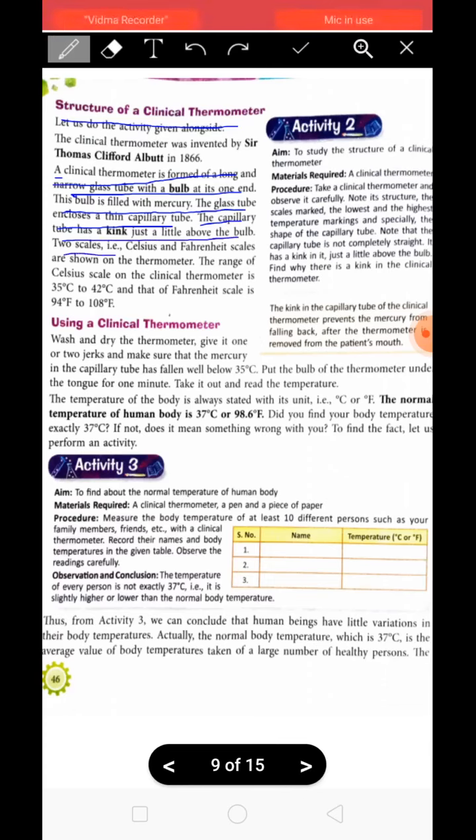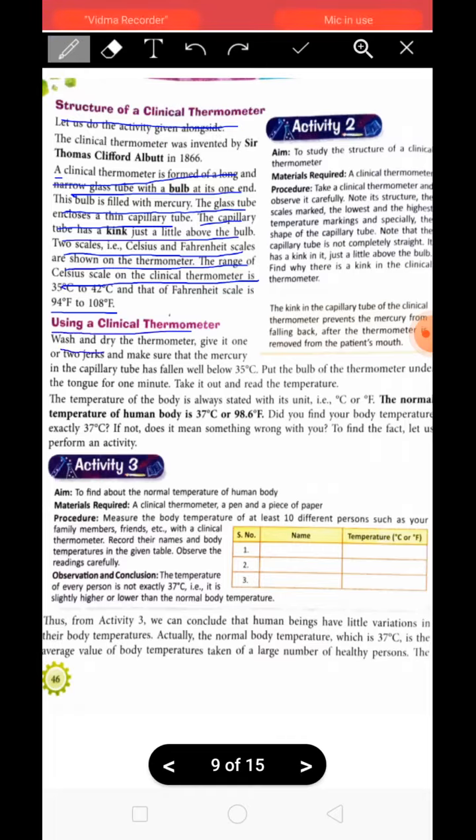Two scales, that is Celsius and Fahrenheit scales, are shown on the thermometer. The range of the Celsius scale on the clinical thermometer is about 35 to 42 degrees centigrade and the Fahrenheit scale is from 94 to 108 degrees Fahrenheit. Okay, up to this point is your answer for structure. Now about using, how to use a thermometer. For that you need to write from here, using a clinical thermometer.